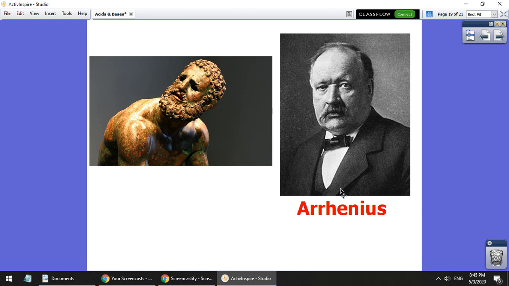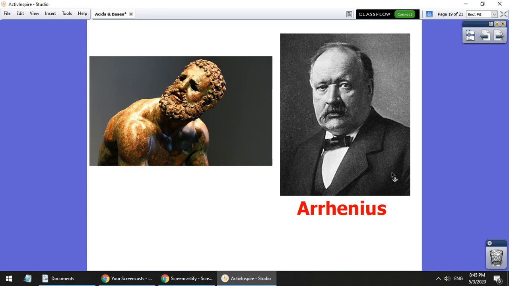Now, as a side note, even more interesting than his work on acids and bases, Arrhenius was the first person ever to propose, way back in the 1800s, that human-produced carbon dioxide emissions can cause global warming, an idea that obviously has become very important and relevant.